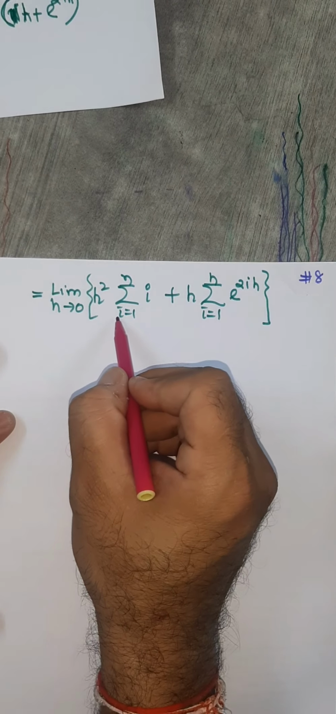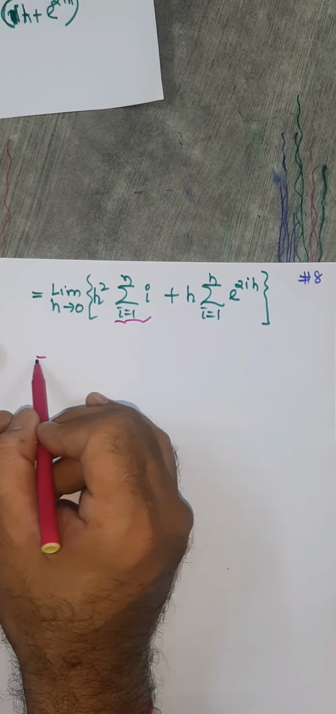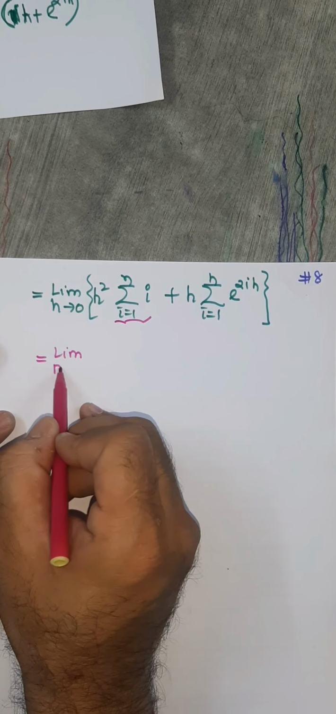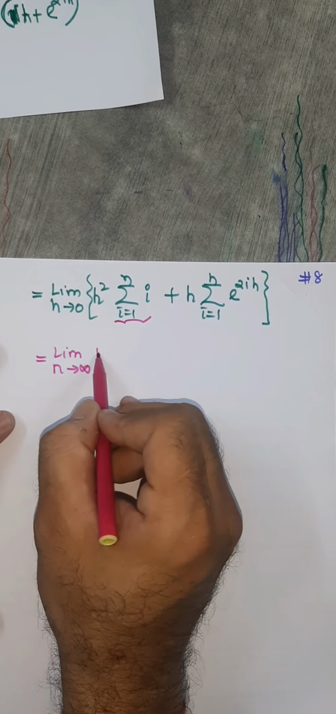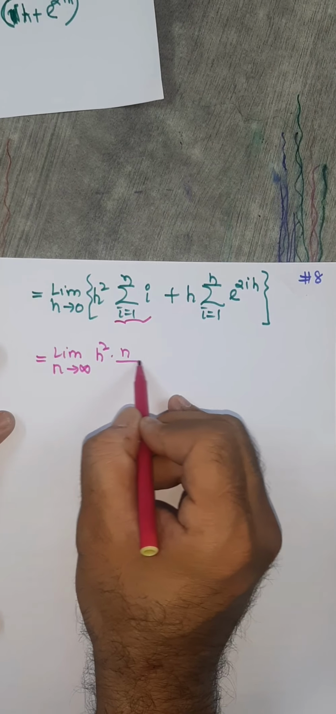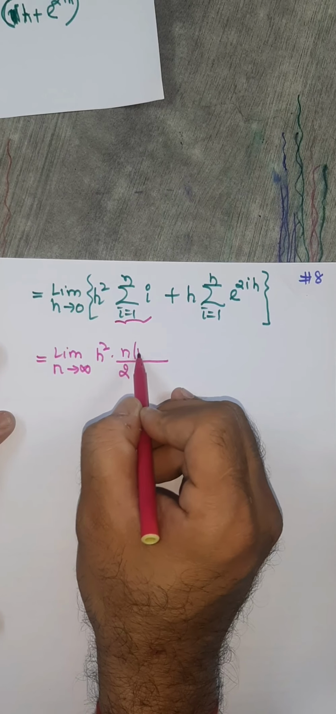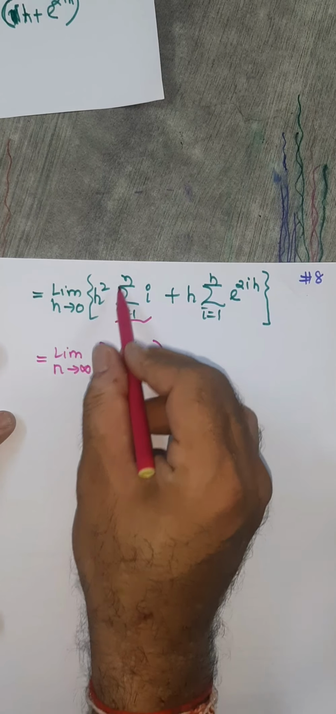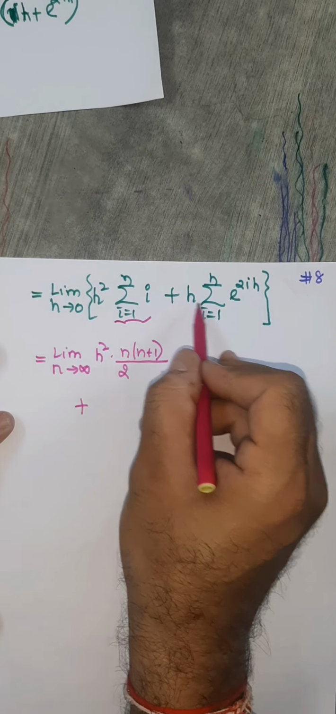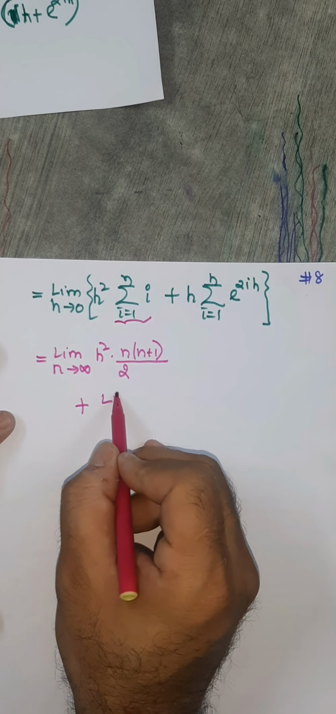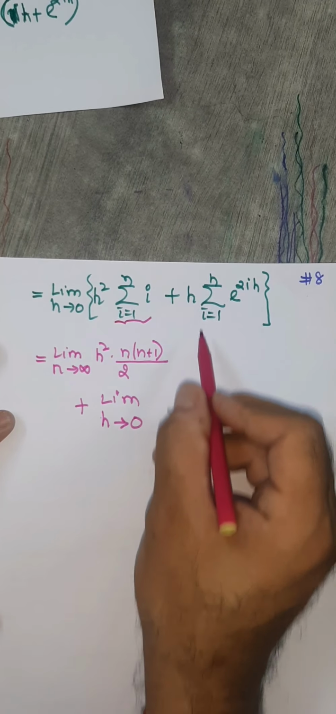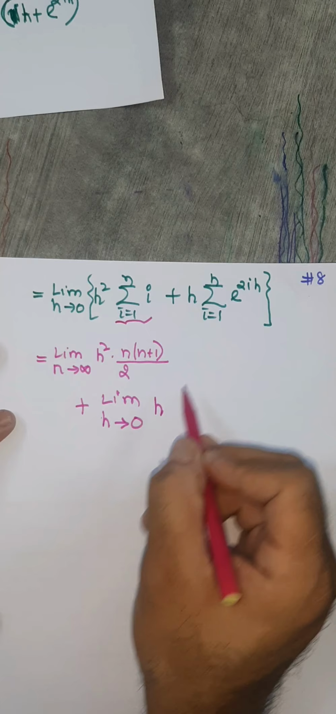Now you know this is the formula. So for this I need n tends to infinity here. So I'll write n tends to infinity, h square. What is this? That's a standard formula, you know. n by 2 into n plus 1. That you know, we did it a number of times. Plus I'll write here, for the exponential function I need h tends to 0. So I'm writing h tends to 0. This h as it is.